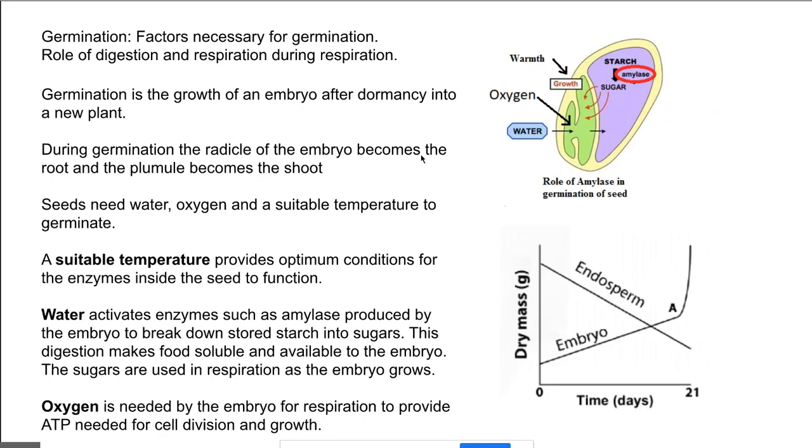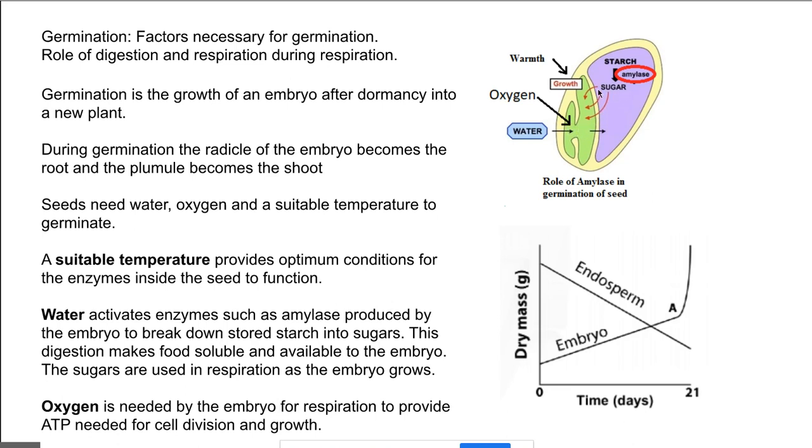Now, once germination begins, what does that mean? Germination is the growth of an embryo after dormancy into a new plant. So as the seed begins to grow after a period of dormancy, the embryo begins to develop into a new plant. Remember that the embryo inside the seed has a radicle and a plumule. The radicle is going to become the new root, and the plumule has begun to become the new shoot. So this is the radicle and plumule in green here.